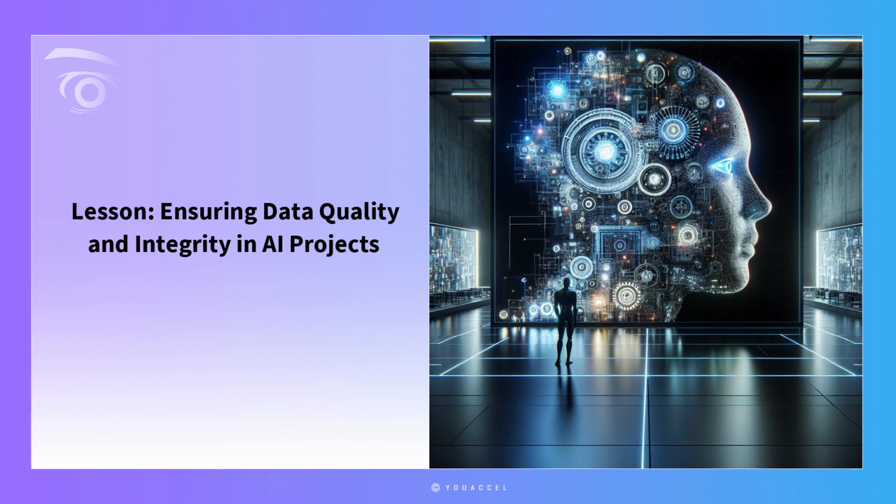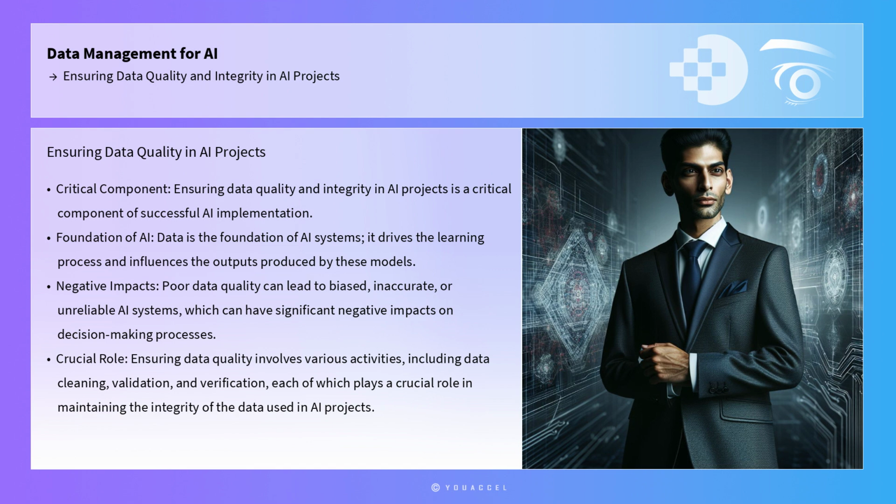Lesson: Ensuring data quality and integrity in AI projects. Ensuring data quality and integrity in AI projects is a critical component of successful AI implementation. Data is the foundation of AI systems. It drives the learning process and influences the outputs produced by these models.